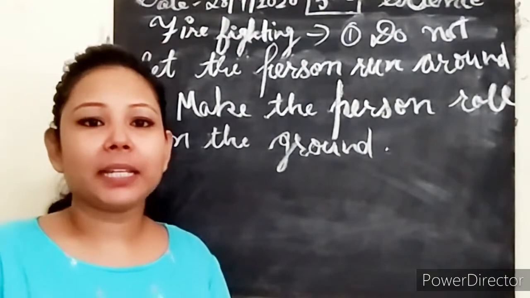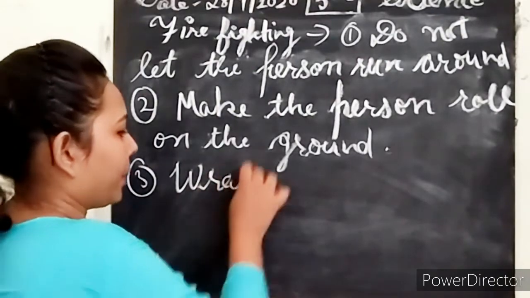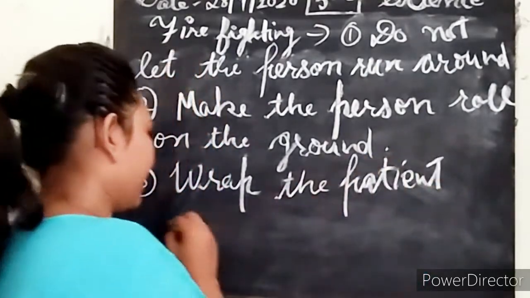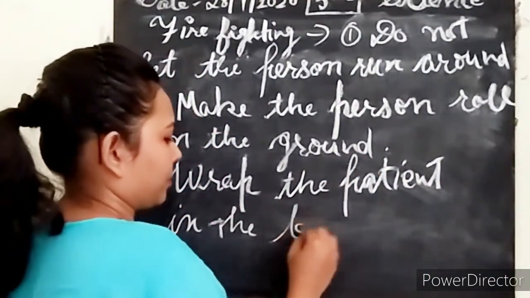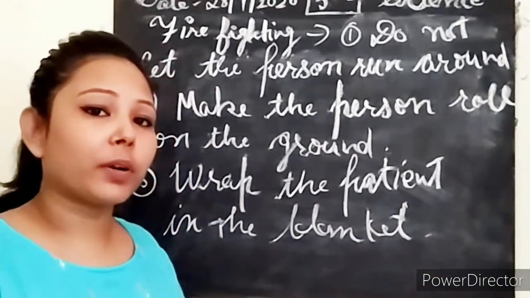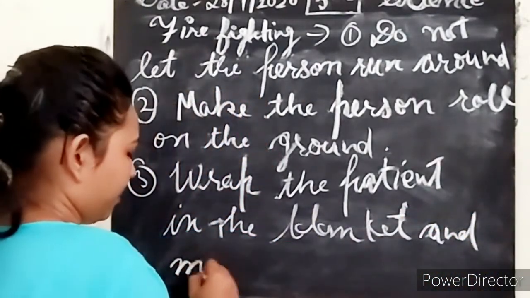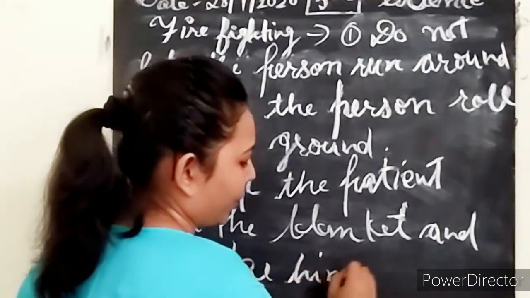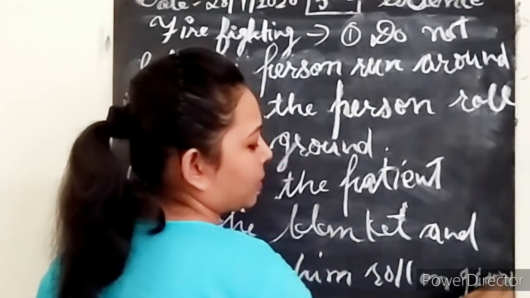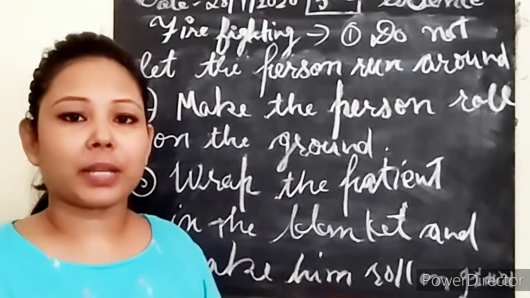Here you just need to wrap the patient in the blanket. Clear? So wrap the patient in the blanket, and then make him roll over and over on the ground. Clear? And make him roll on the ground. Clear? So these are the things that you need to do if the patient catches fire.